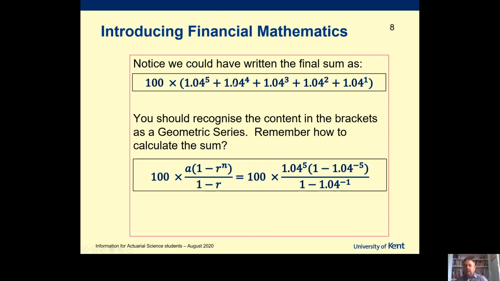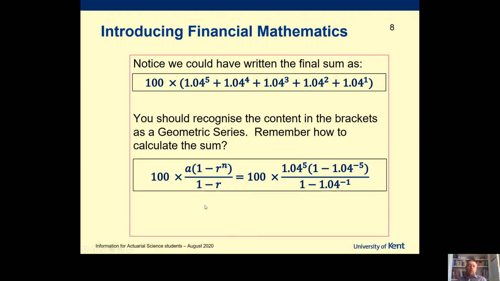What's the common ratio here, the r term? Well, as we move from here to here, we are dividing by 1.04, or multiplying by 1.04 to the power minus 1. So our ratio, the r term, is 1.04 to the power minus 1. So the sum of this series here, we've got the £100 outside, the a, 1.04 to the power 5, (1 minus r to the power n). So r was 1.04 to the power minus 1. Put that to the power 5, we get minus 5 here, and then 1 minus r on the bottom.